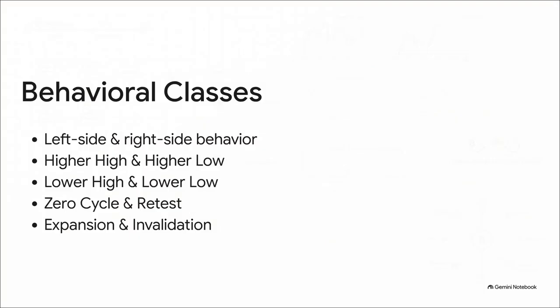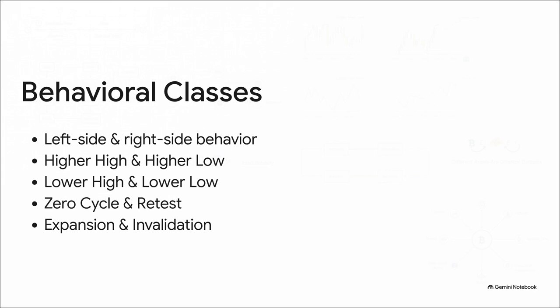Next up is Section 4, classifying gap behavior, or why we need to predefine the rules. So Rule 3 of the methodology mandates that you have to establish your behavioral classification rules well before you ever interpret a final result. Are we looking at a retest, an expansion, a higher high, or maybe a lower low, a zero cycle? By predefining the left side and right side behavior of a gap, you completely eliminate the temptation to retroactively decide what a market move actually meant.